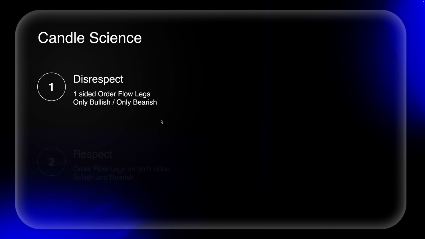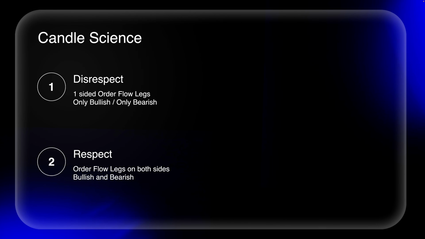Then number 2 is when we have a respect candle. So again, on the monthly, it might be a respect candle. What happens with daily time frame order flow? So inside that singular candle, well, we have order flow lags on both sides. So both bullish and bearish order flow lags. Now let's give you some examples.